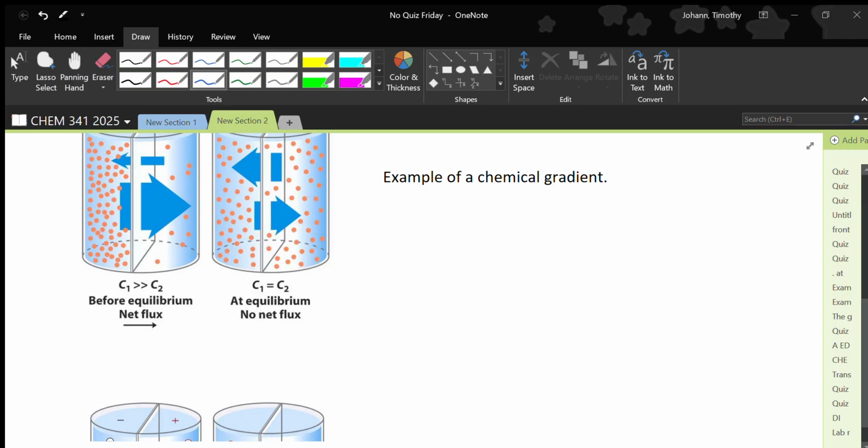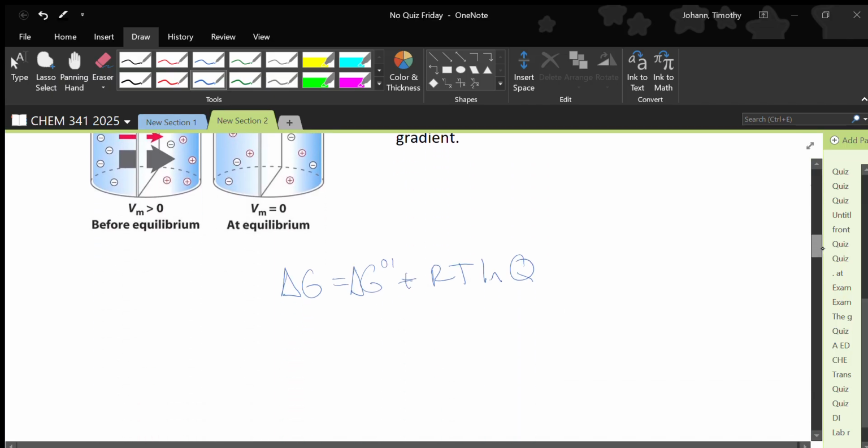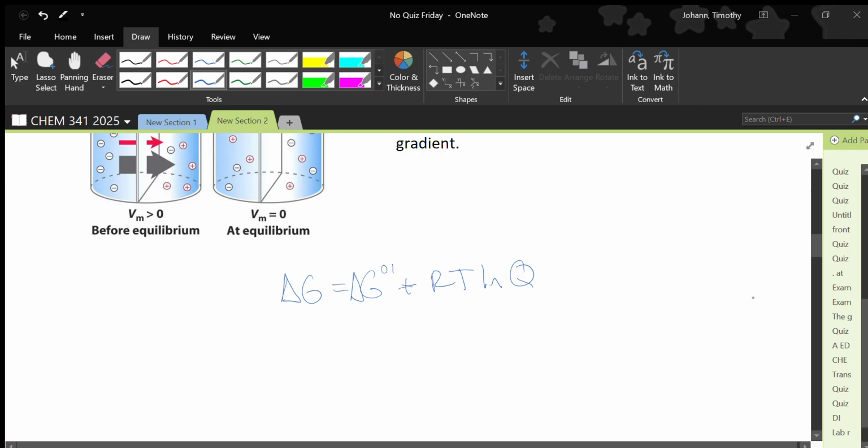So let's pretend we've got a membrane here, and let's pretend we're in a cell, and we have inside the cell and we have outside the cell, and let's be talking about glucose. So glucose is uncharged, so we'll just have some glucose molecules.